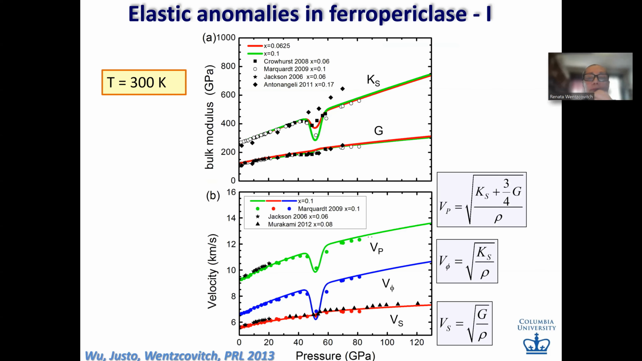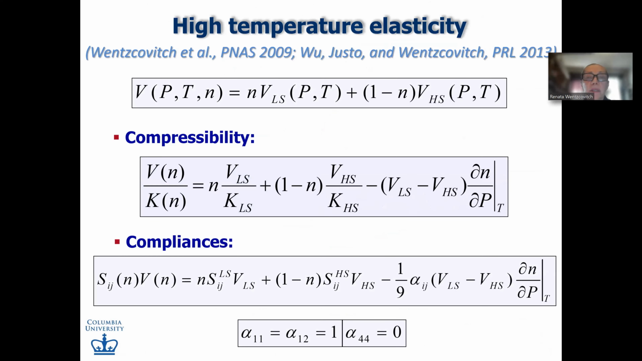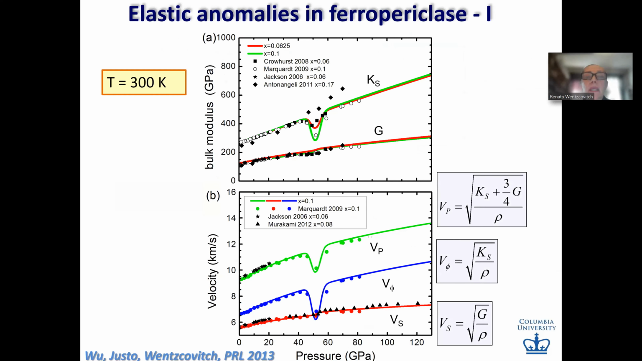So here is what happens. We calculated this for high spin. We can recalculate for low spin and higher pressure for the entire pressure range, and we mix them according to this formalism here, right? And this is what you get. This is the adiabatic bulk modulus as a function of pressure at ambient conditions for 10 and 6% iron. And this is the shear modulus.